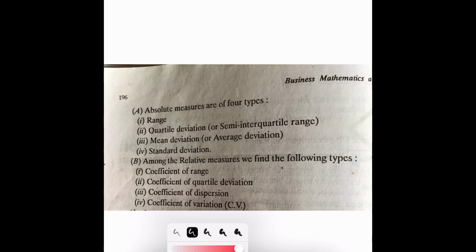So we were doing what? Dispersion, okay? Deviation. We solved some problems from range and quartile deviation. Along with that, we also solved some questions from coefficient of range and coefficient of quartile deviation, okay? So today I'm going to do some questions from mean deviation. Let us solve some questions, okay?